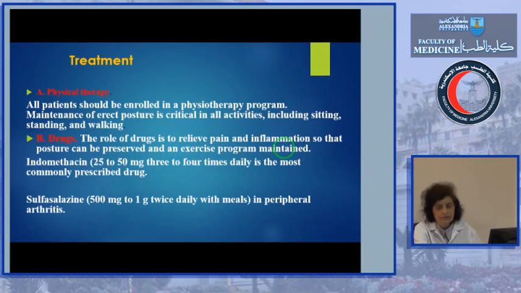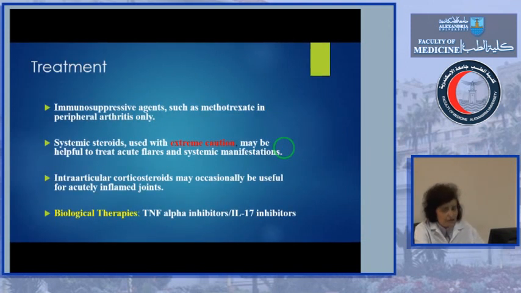Disease-modifying drugs we don't use in the axial, we just give it in the peripheral. We can give sulfasalazine and methotrexate only in peripheral arthritis, in ankylosing spondylitis. Never give steroids except under very specific conditions, very specific flares, and now we have our new therapies, our biological therapies, TNF blockers, and of course interleukin-17 inhibitors.